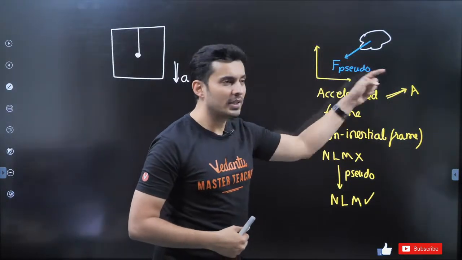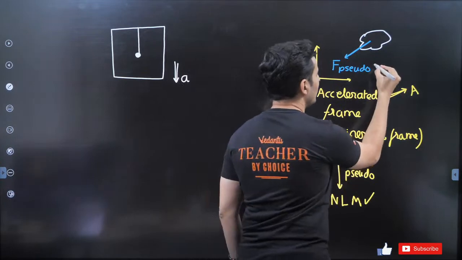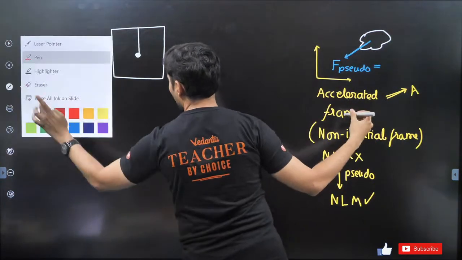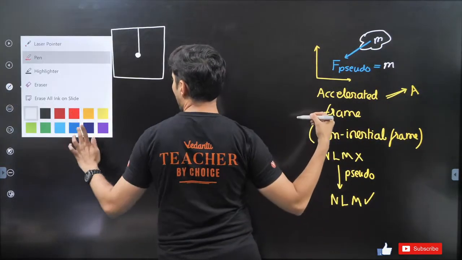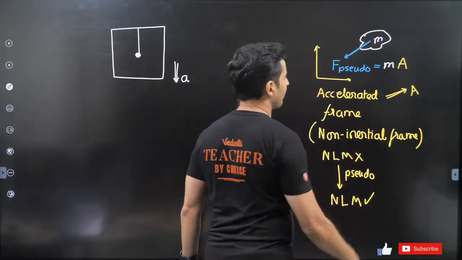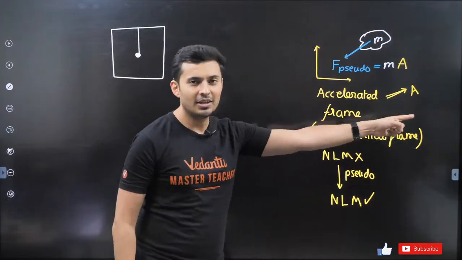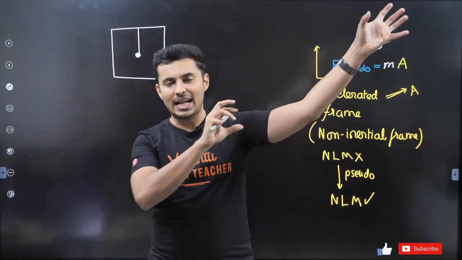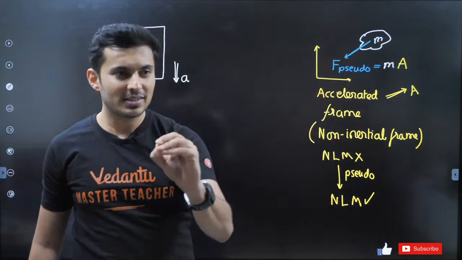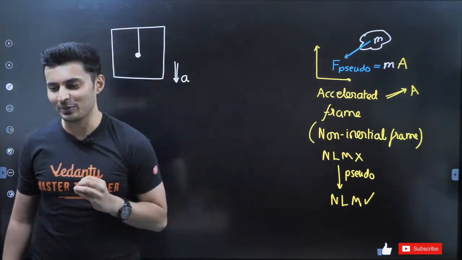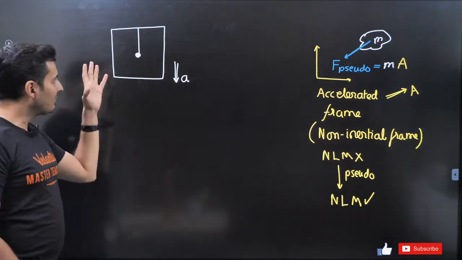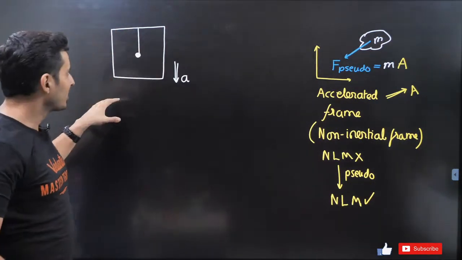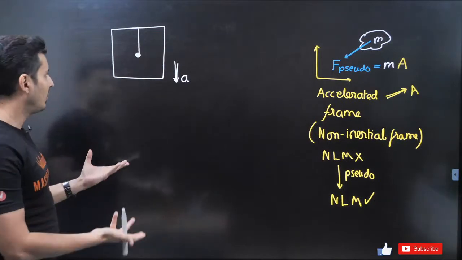It's always opposite to the acceleration, and the magnitude is basically the mass of the body times the acceleration of the frame. It's always opposite to where the frame is accelerating, and the magnitude is the mass of the body into the acceleration of the frame. Cool.